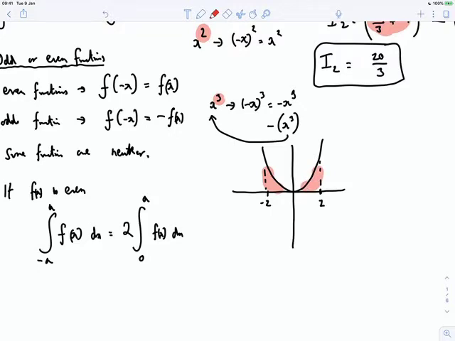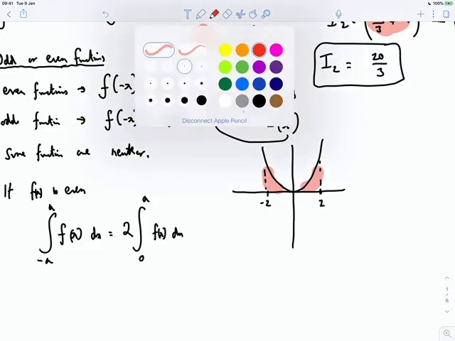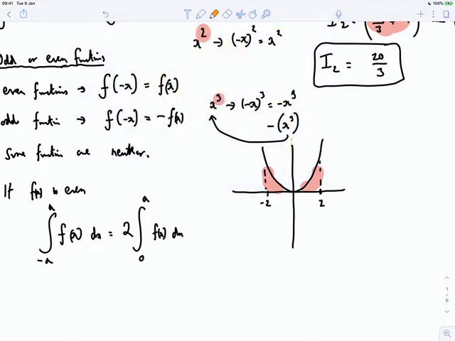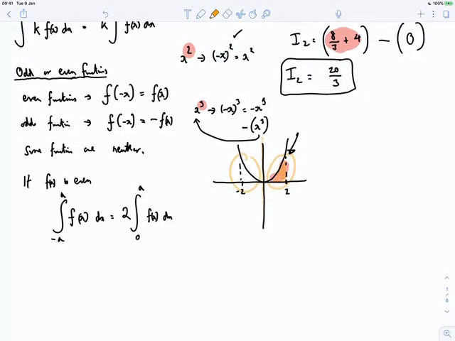Now clearly, by symmetry about the line x equals 0, this area is the same as this one. So in actual fact, all I have to do is find this area to the right, and double it. And that's exactly what this integral was saying.